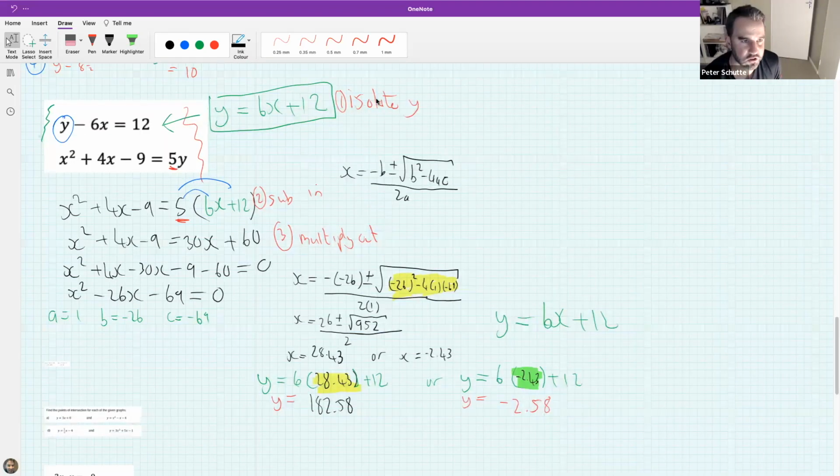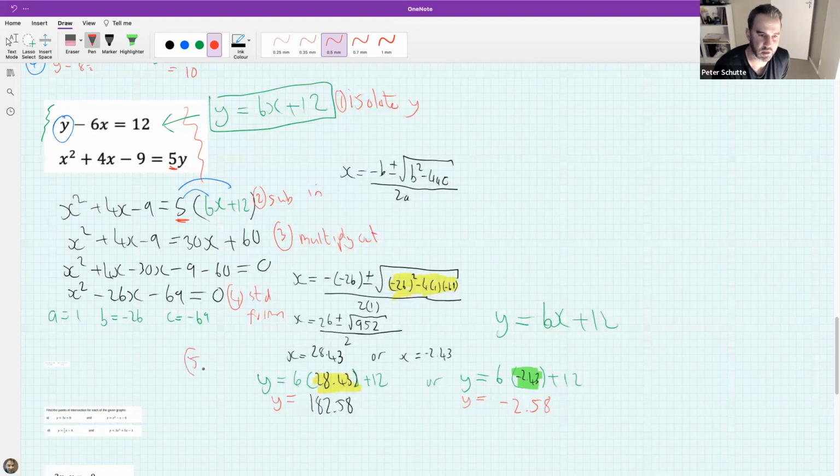If we look at those steps, step 1 was to isolate, step 2 was to sub in, step 3 was to multiply out, step 4 was standard form, step 5 was solve, and step 6 was to sub back in y. So that's the 6-step process that we followed.